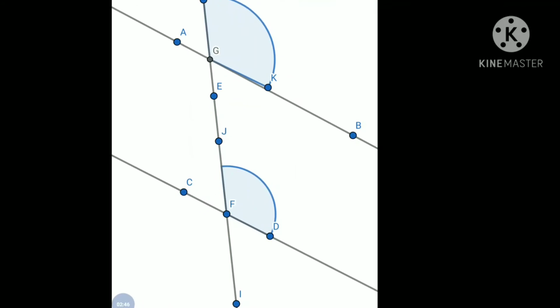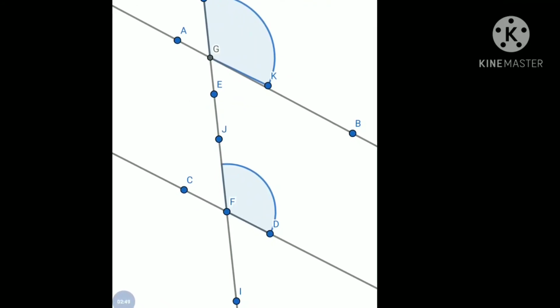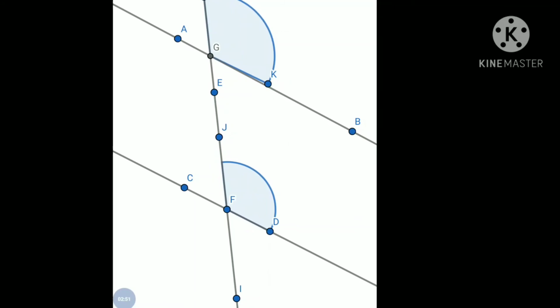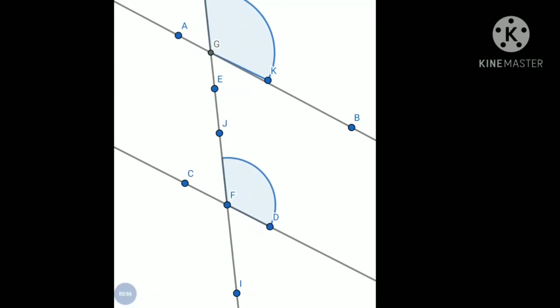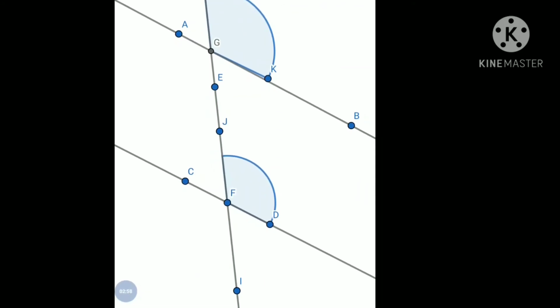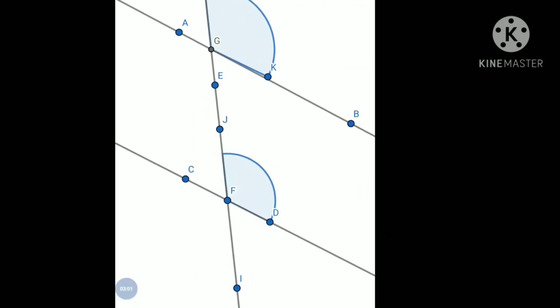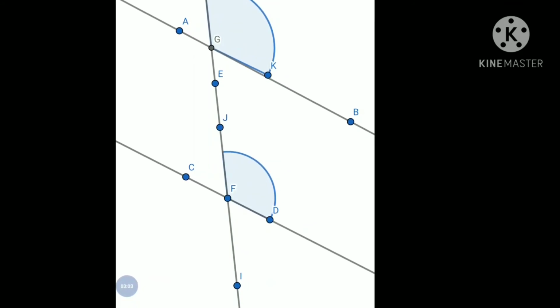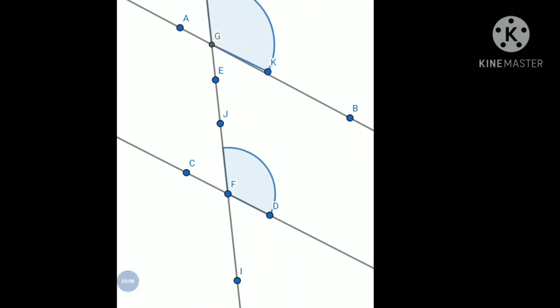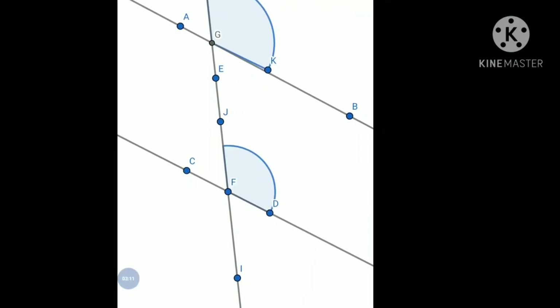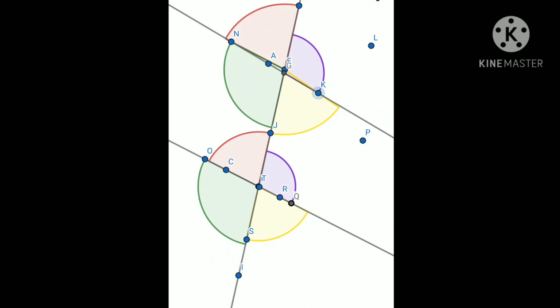Why are these called corresponding angles? See the position of the angle: above the line and right side of the transversal. And the second angle is also above the line and right side of the transversal. So these two angles lie in the same position. That's why they are called corresponding angles. You can find more pairs of corresponding angles from the figure. Here I have marked all pairs of corresponding angles. You also mark corresponding angles like this using different colors.